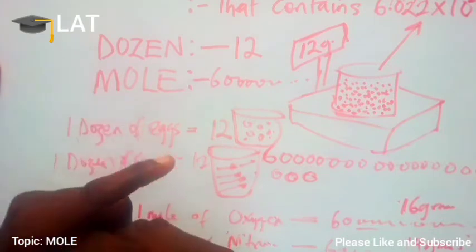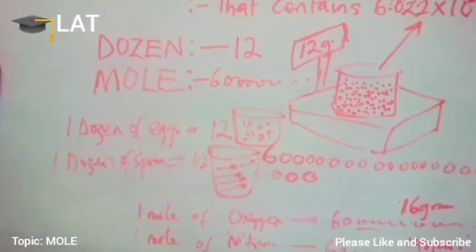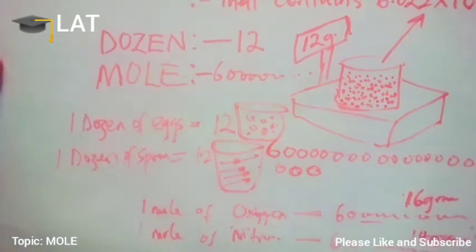So to save us all the stress of counting this, maybe your guy comes and asks you, please, my guy, please give me 1 mole of carbon. You now start counting this whole plenty figure, these lots of figures. You get tired. Just 1 mole, you start counting this. 2 moles will now be what?